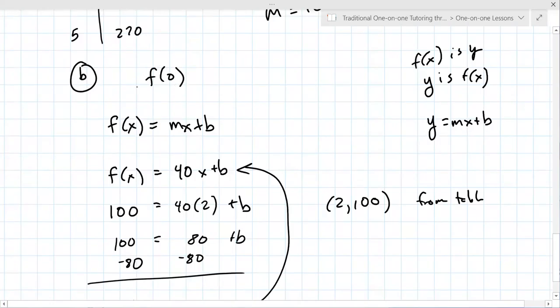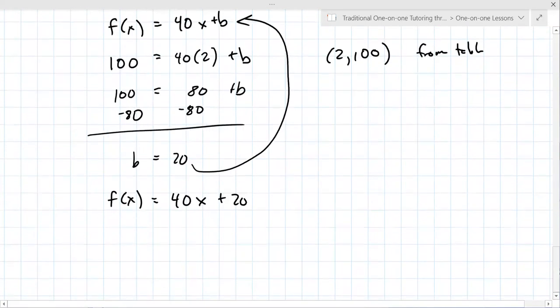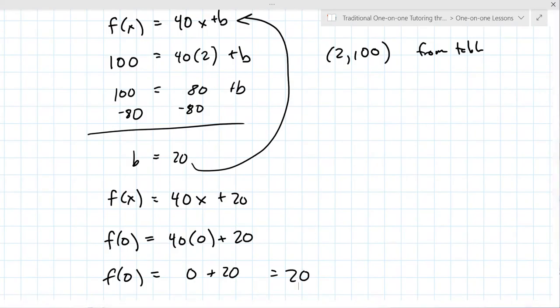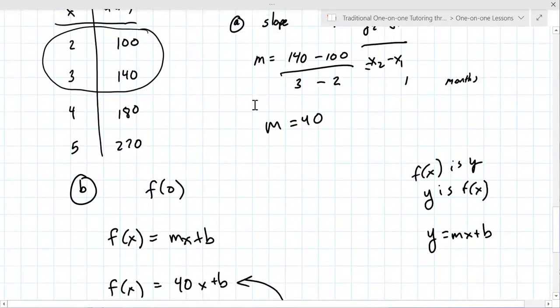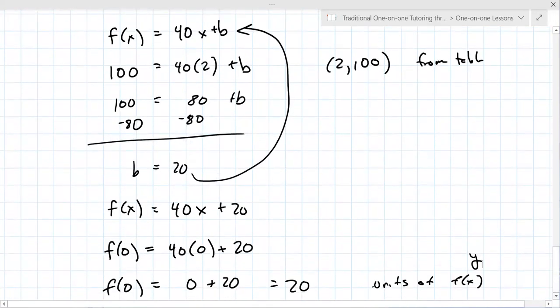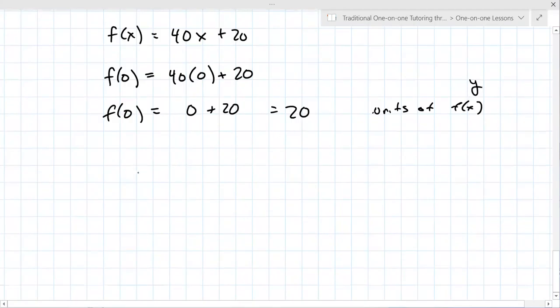So f of 0 means you have to put 0 in for x. So f of 0 equals 40 times 0 plus 20, so just 20. It's essentially the b value. But then you have to interpret. This is like the three-step thing. This has the units of y, units of f of x. So what were the units of f of x? Let's go back and look. f of x represents how much he has saved. The amount of money the person has. You saved $20 when you started. So f of 0 is the starting point.